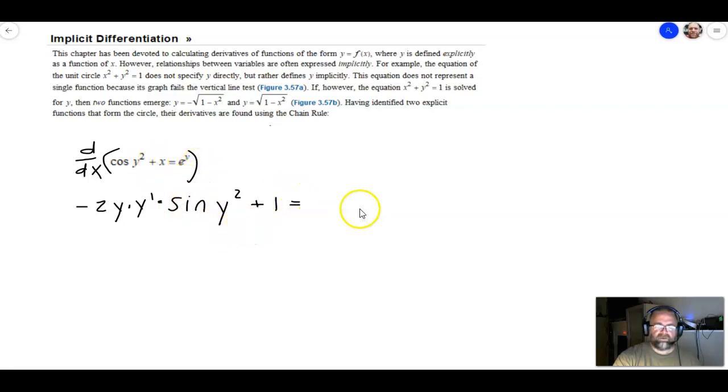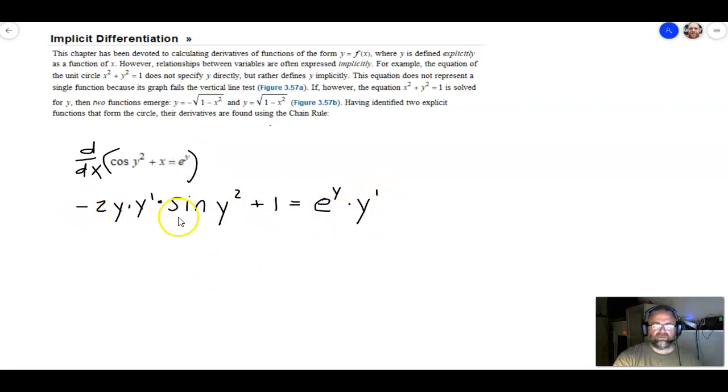I can use the chain rule again. So this is the outside function, which the derivative of the outside function is just e to the y, times the derivative of the inside function. The derivative of the y is just 1 times y prime, because I just took the derivative of something other than x. So we put the y prime here.